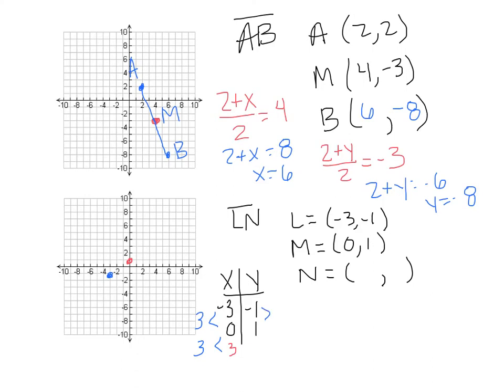I go from negative 1 to 1, and that means I'm going up 2. I have to do the same thing again because I'm traveling that same distance. So I'm going to go up 2 again. So if I'm at 1 and I go up 2, I'm going to end up with 3. So our other endpoint is the point 3, 3.